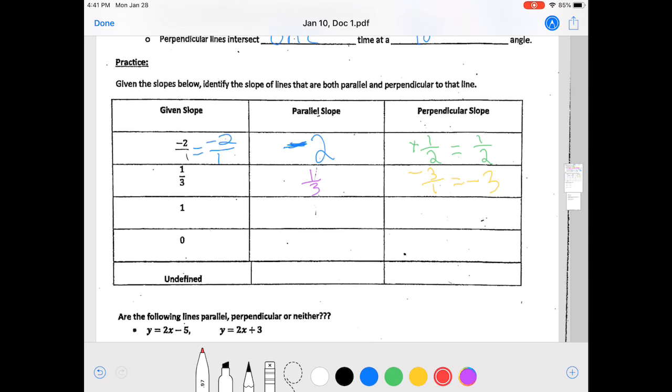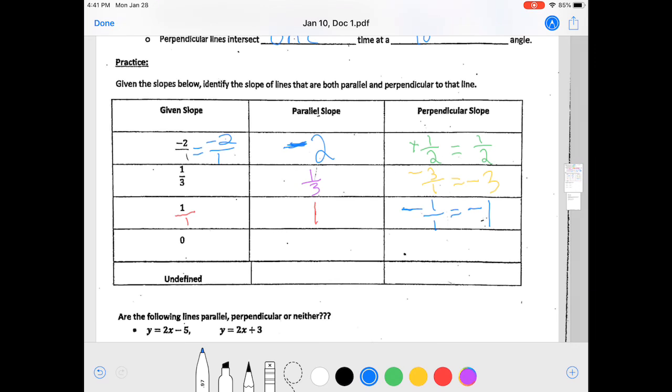So when we're given the slope 1, we can go ahead and put 1 over 1. The parallel slope is going to be the exact same thing. And then we've got to change the sign. So I'm trying to keep up with colors here. It started with positive for our given slope, so now our perpendicular has to be negative. And then we're going to flip it, which is still 1 over 1, but now it's negative. So again, you're going to simplify. Negative 1 divided by 1 is negative 1, and that would be your perpendicular slope.